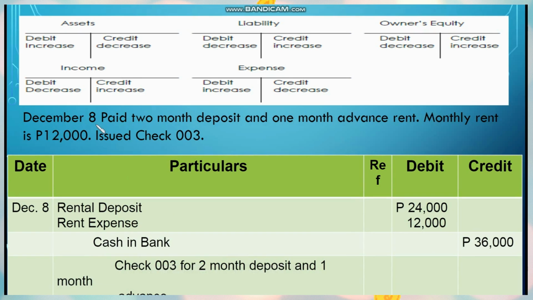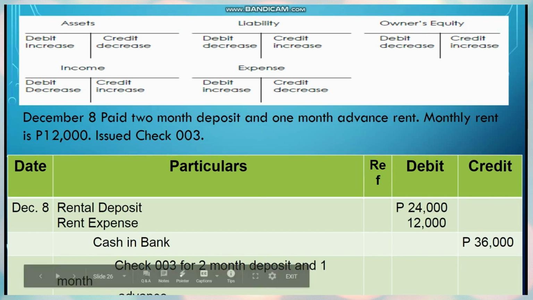Next, December 8, paid 2-month deposit and 1-month advance rent. Monthly rent is 12,000, issued check 003. So the payment was for 2-month deposit, 1-month advance. If every month is 12,000, then the total amount on the check is 12,000 multiplied by 3. That's 2 plus 1. So 12,000 multiplied by 3 is 36,000.